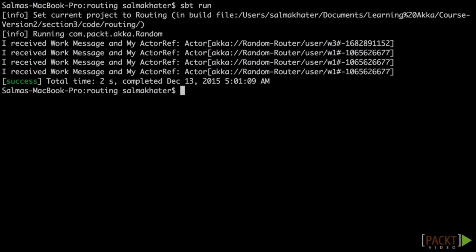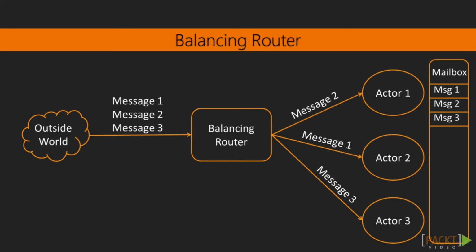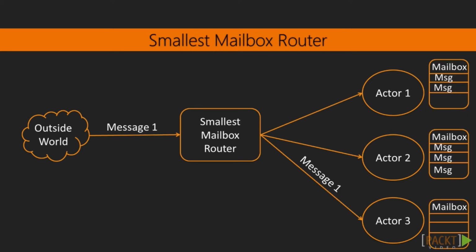Let's quickly check out the other routing strategies in Akka. Round robin. Routes in a round robin fashion to its routees, and you can check an example in our source code. Balancing. A router that will try to redistribute work from busy routees to idle routees. All routees share the same mailbox, which means all routees will be on the same physical machine because they physically share the same mailbox. Smallest mailbox. Forwards the message to routees with the fewest messages in the mailbox.